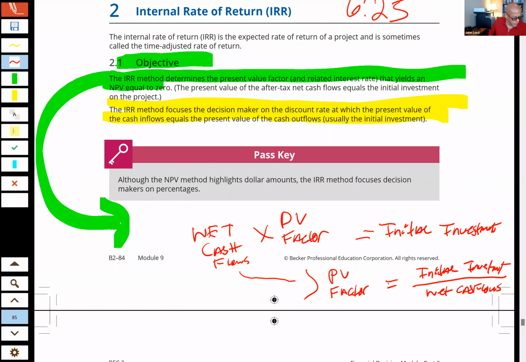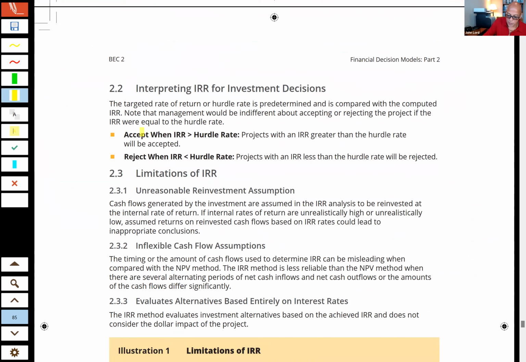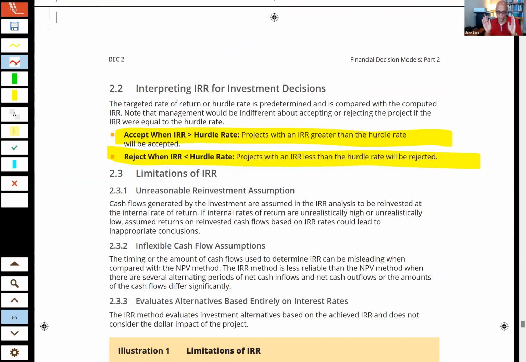You may want to flashcard this just to remember, in case they give you the elements and you have to figure that out. But where the problems tend to focus is, once they tell you what the internal rate of return is, do you know whether or not to accept the project? If that number is greater than the hurdle rate, which the problem would give you, then accept the project. If it is less than the hurdle rate, then reject the project.